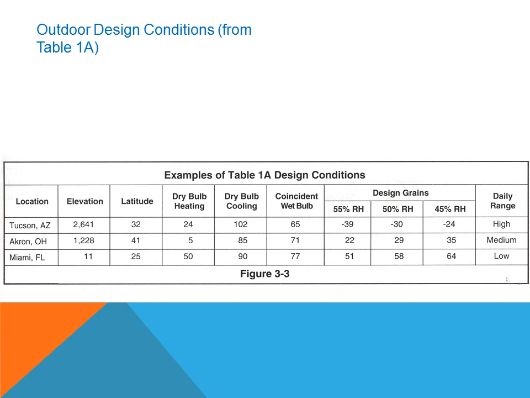The outdoor design conditions from table 1A, like I said earlier, list every city and state, every major city in the states, that will give you different values, such as the elevation, the latitude, the dry bulb temperature for heating, the dry bulb temperature for cooling, and the design grains of moisture that you will find. So as we go through this, we can pick whatever city we're doing a design for.